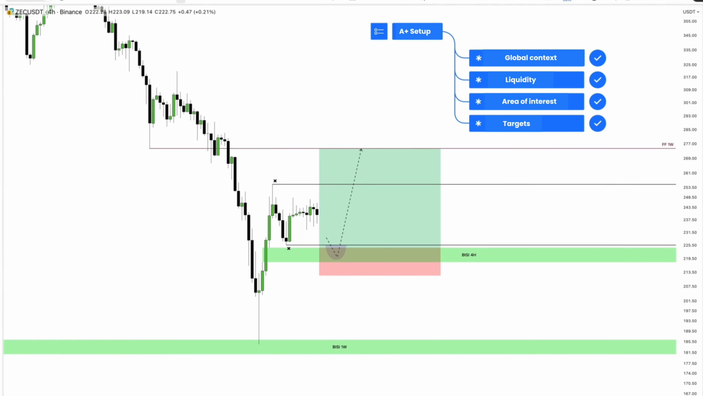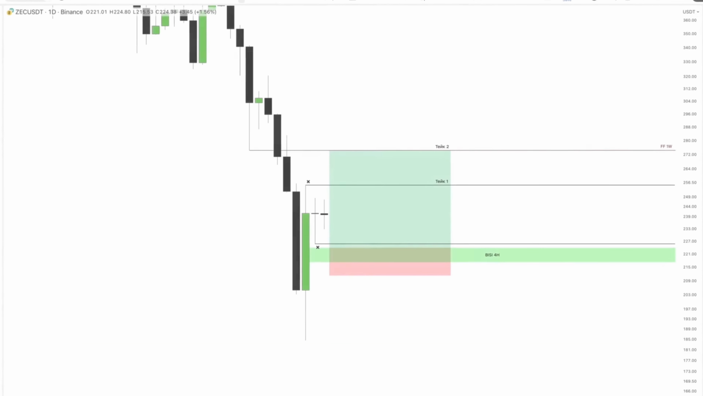The first logical level for taking profit is the upper boundary of the current range. There are no other objective targets on the current chart, so it makes sense to switch to the daily time frame. Here, the level of complete imbalance fill stands out as the first trigger on the path of upward price formation. This is the second take profit.